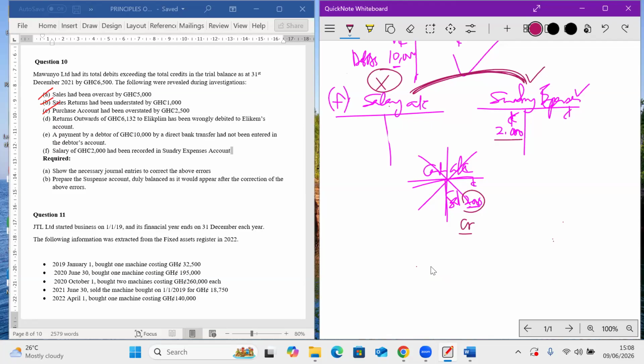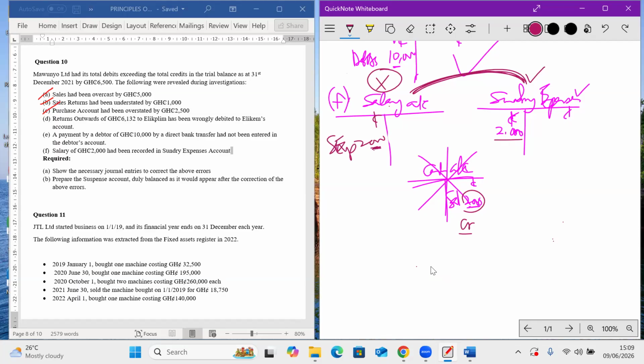So we'll use the two accounts to correct each other. We need the money in the salary account. That's where the 2,000 should be. So where do we record the 2,000 in the salary account? Salary is an expense. Where do we record expenses? Debit side. Debit, 2,000. There are two accounts we are dealing with. Where will it be coming from? It will be coming from sundry expenses.